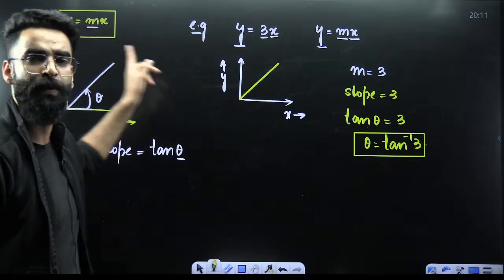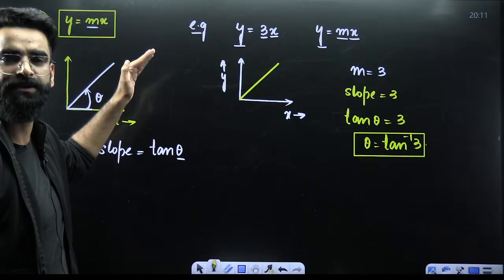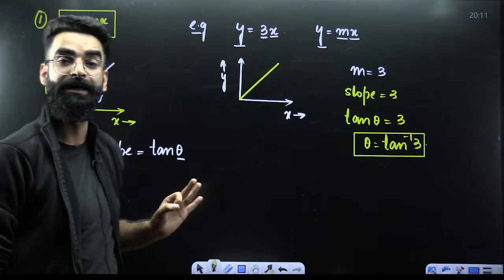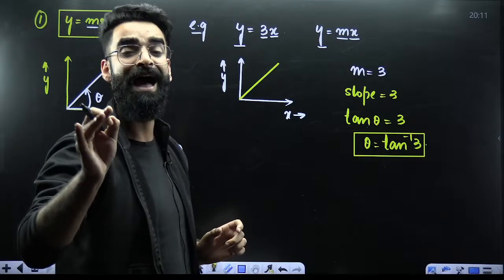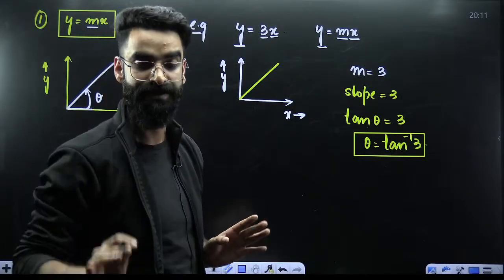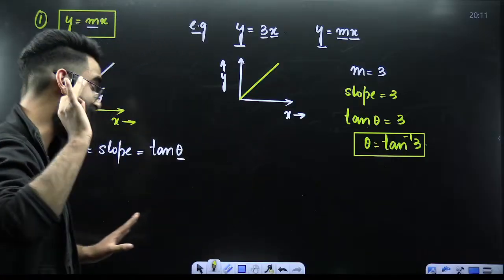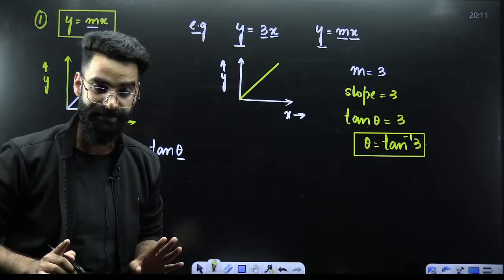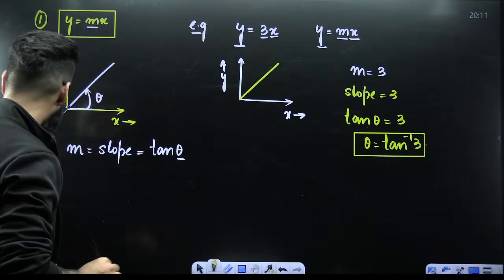So first of all, remember the equation y is equal to mx. Straight line passing through origin. M is something which you call a slope. Slope is nothing but tan of theta. What is theta exactly? Theta is the angle which the curve makes with the positive x-axis in the anti-clockwise direction. Right? This is our graph number 1, which you are going to remember from now onwards.